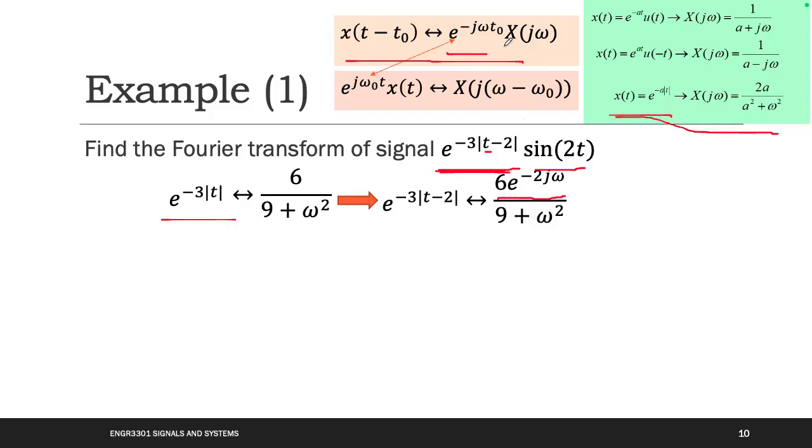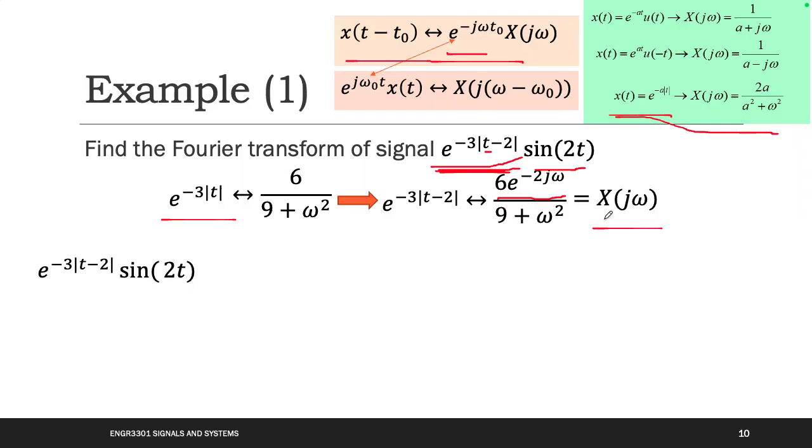The omega, the T naught should equal 2. Am I right? That makes sense to you? And then we get this one. So we have already resolved this part. And then let's see the other one. We just define this as X(j omega).